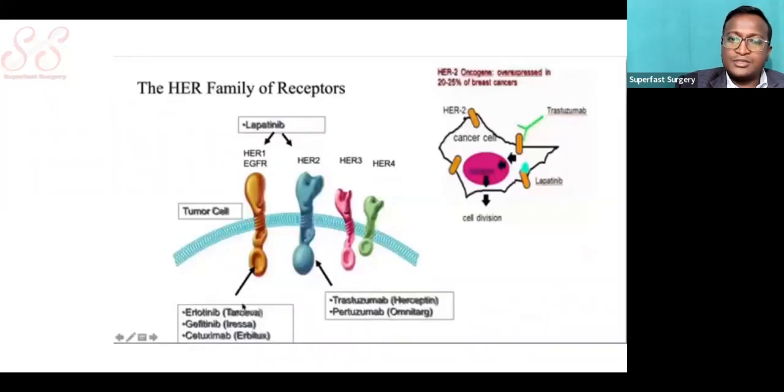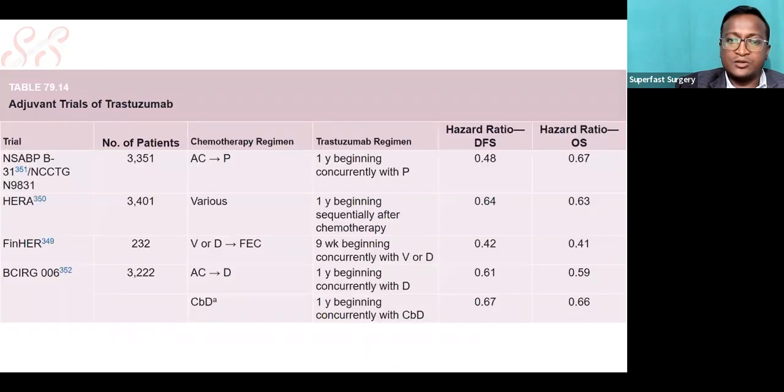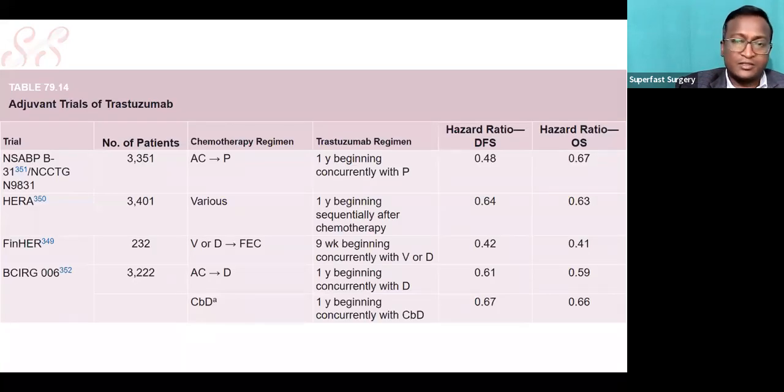Now, the duration for which this anti-HER2 should be given is 1 year or 17 cycles. So they have increased the survival very much, and anti-HER2 is even given for high grade DCIS if it is HER2 positive. So these are the trials which have supported the use of adjuvant trastuzumab in case of HER2 positive breast cancer. And the optimal duration is 1 year, it is not 2 years.